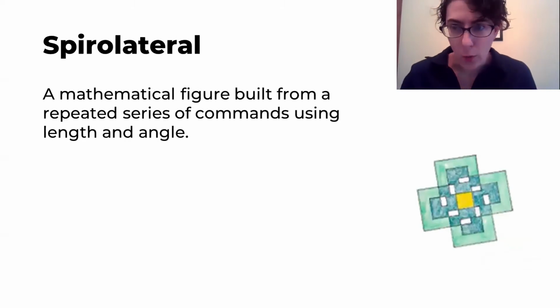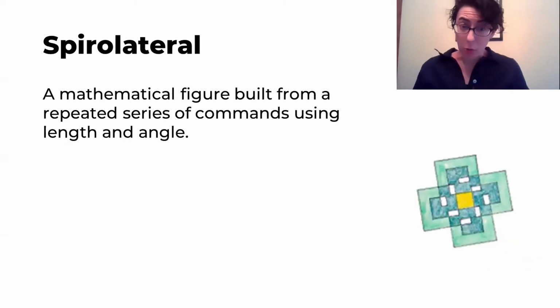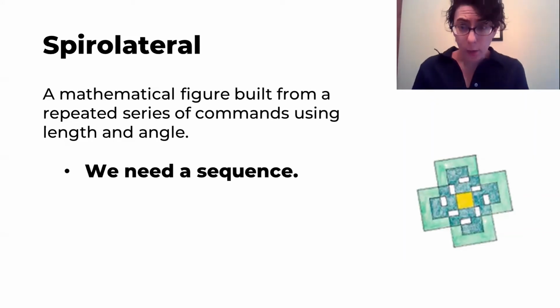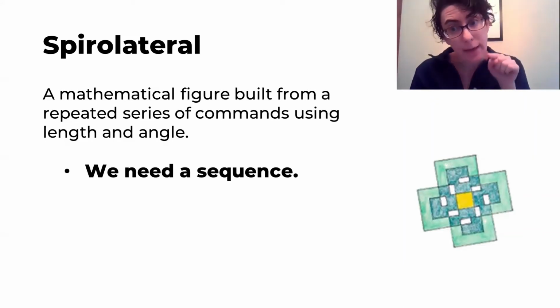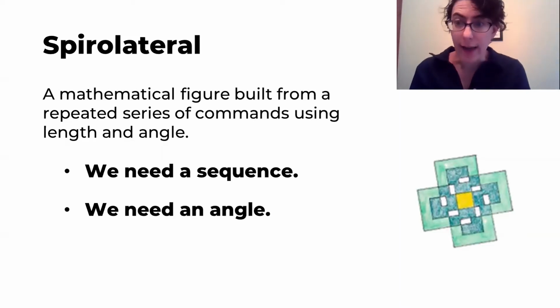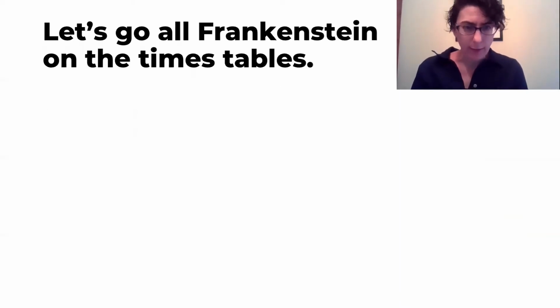So, after quite a bit of geeking out, I can tell you that a spirolateral is a mathematical figure built from a repeated series of commands using length and angle. And to build one, we need a sequence, specifically a repeating sequence, and we need an angle. So let's go all Frankenstein on the times tables. That'll make us a repeating sequence.